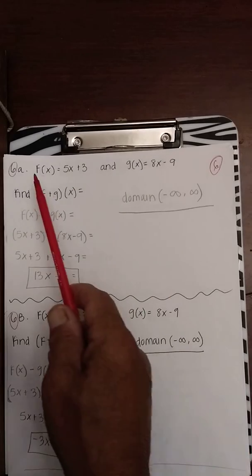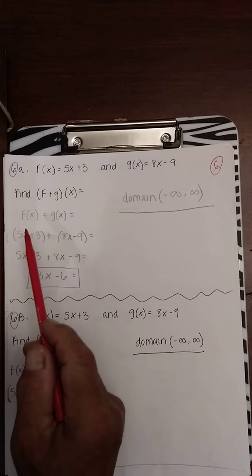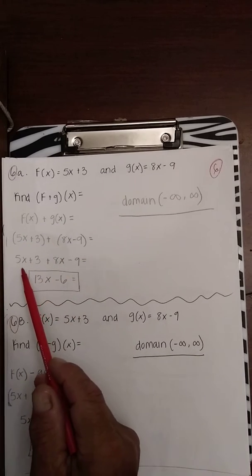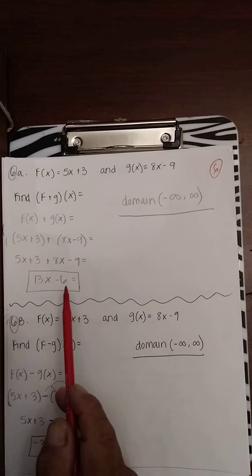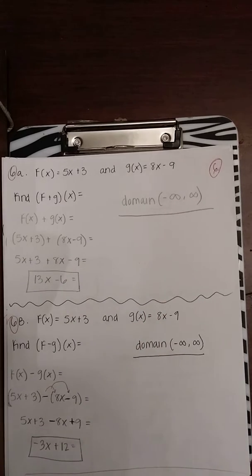Question number 6a. f plus g of x means we add the first and the second one: 5x plus 3, 8x minus 9. So take the parentheses off. Now we have 5x and 8x, and we have 3 and negative 9. There it is. And then the domain is negative infinity to infinity.